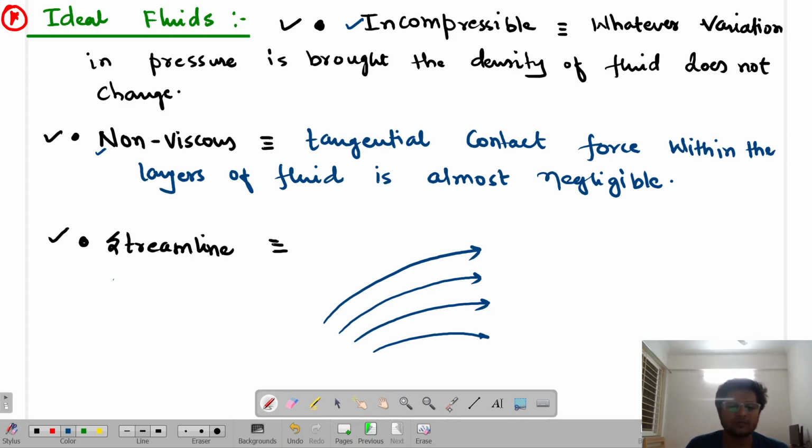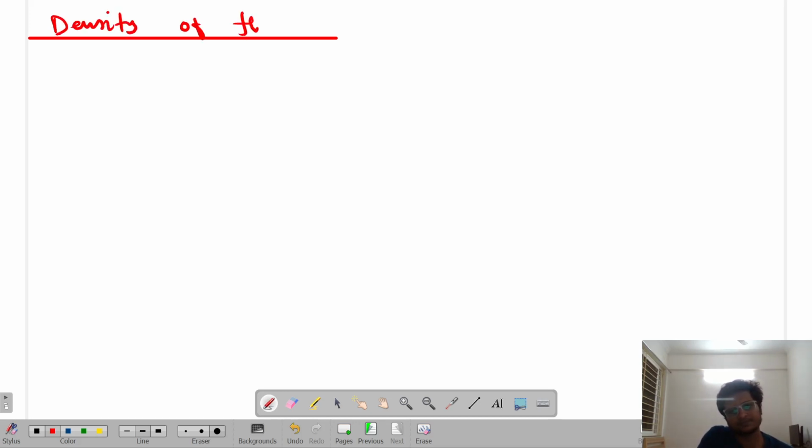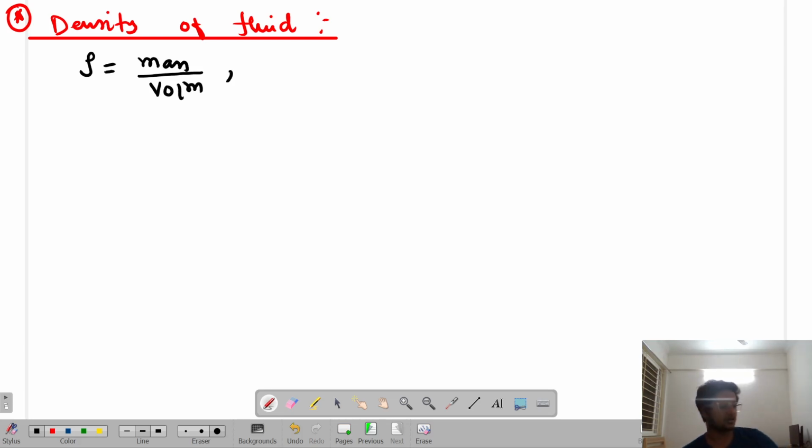Now, if we are discussing fluids, the first physical quantity which needs to be discussed is the density of fluid itself. Okay. So you know that in the simple case the density is given as mass by volume. But you can't understand density until and unless there is a particular reference of the density, isn't it?